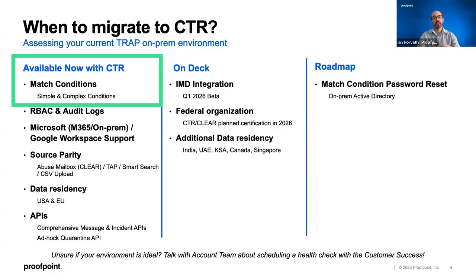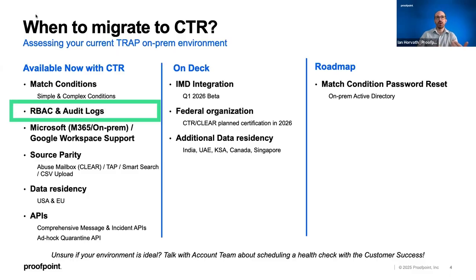If you have more complex match conditions, such as using different conditions to filter out senders or reclassify messages because CLEAR is saying something different, or you want to take a certain action on your TAP alerts, you can also do that in Cloud Threat Response. So anything you're doing in your match conditions today, you can do in the cloud as well. That's not a blocker for customers. CTR has fairly granular RBAC settings as well, and audit logs. We know that was a big thing for customers for a while.